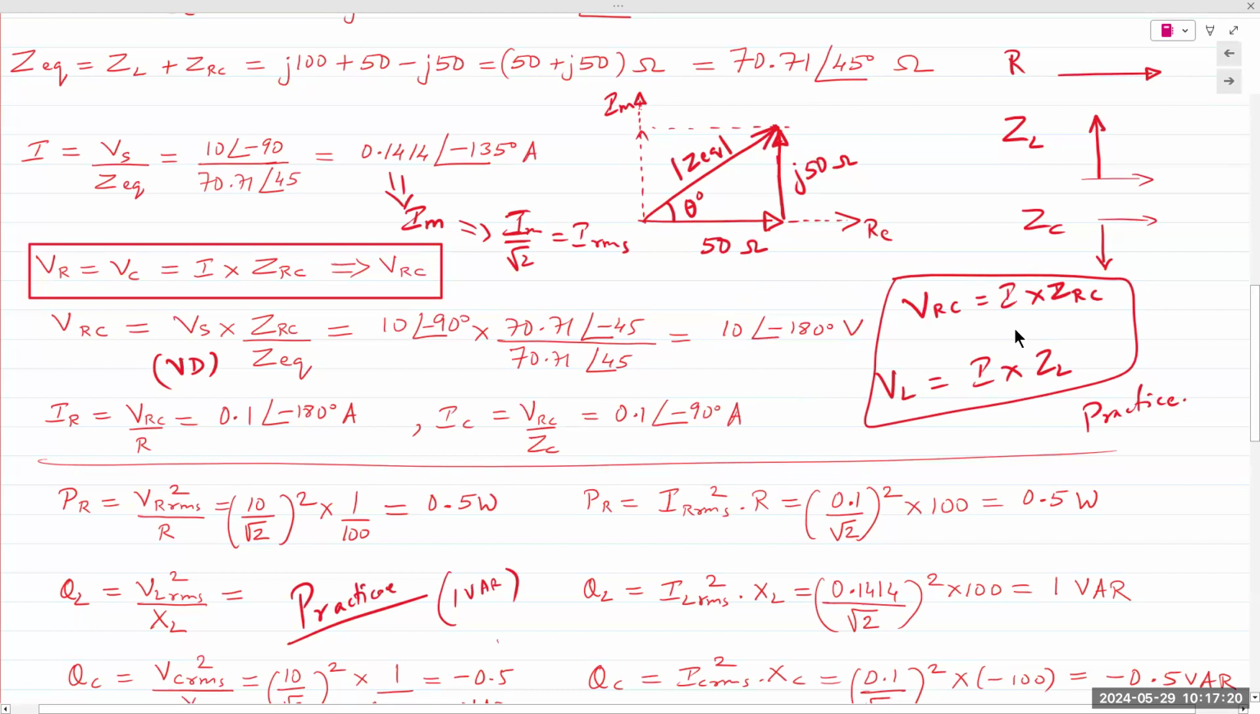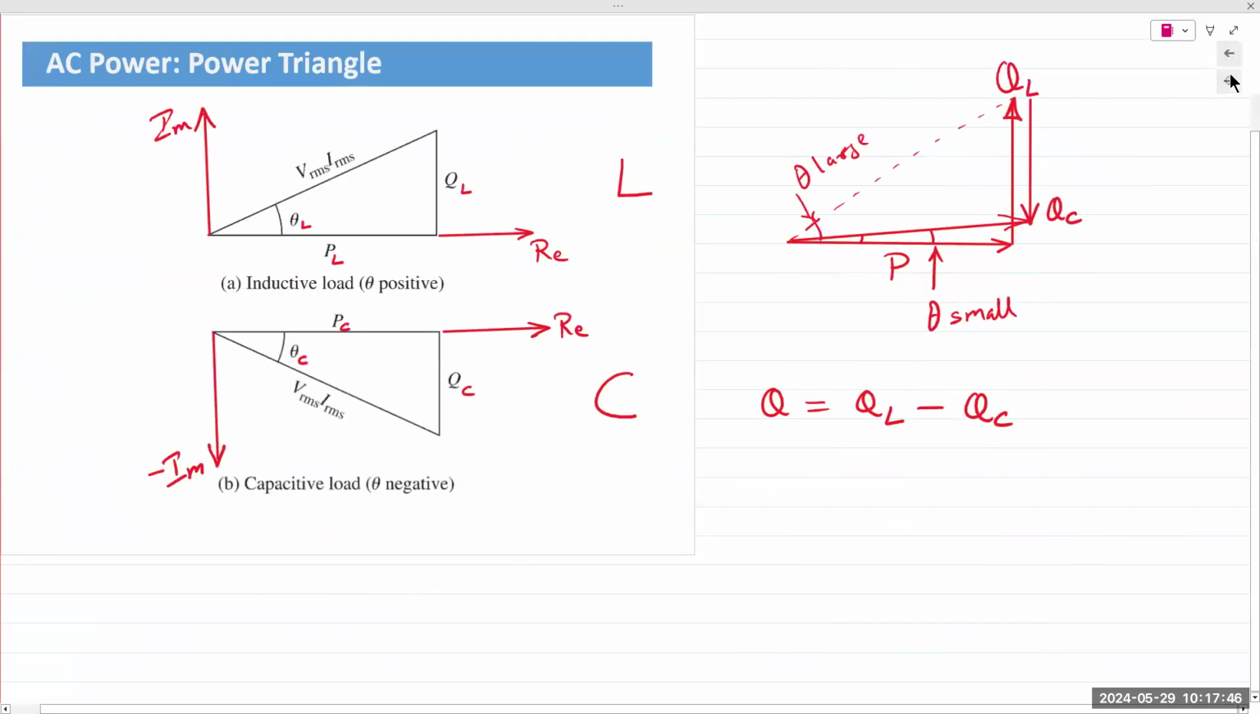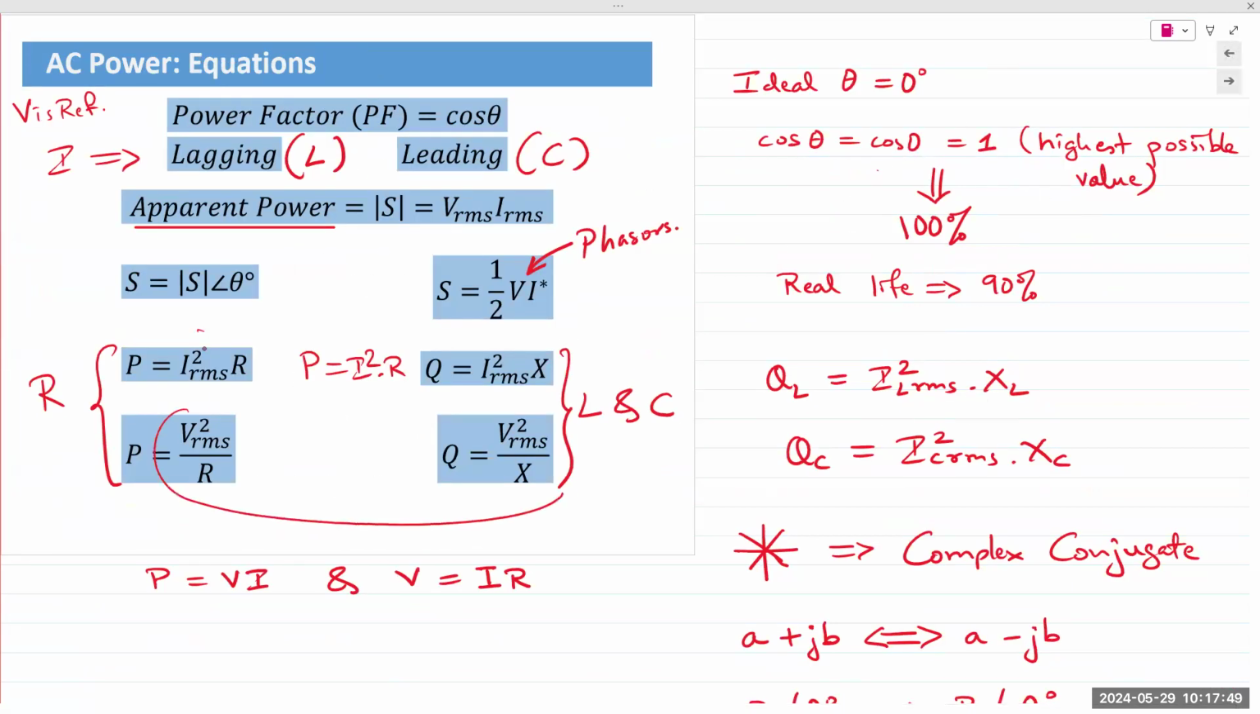And then I can find the individual currents, IR and IC. Now, note, I don't need to find the resistor current or the capacitor current. I can simply do V square over R or V square over X. I have the voltage, right? We have the voltage across the resistor and the capacitor. I can use these equations. This one, right here. If you have the voltage, you can use the bottom equations. If you have the current, you can use the middle equations. But I'm just showing the approach where you can find all quantities.